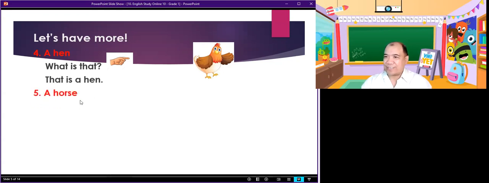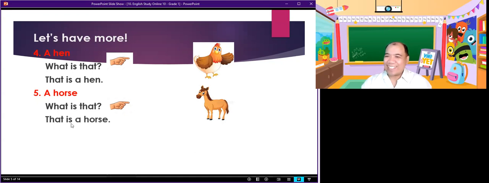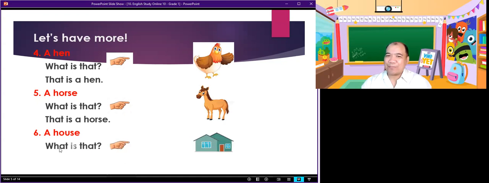A horse. What is that? That is a horse. A house. What is that? That is a house.